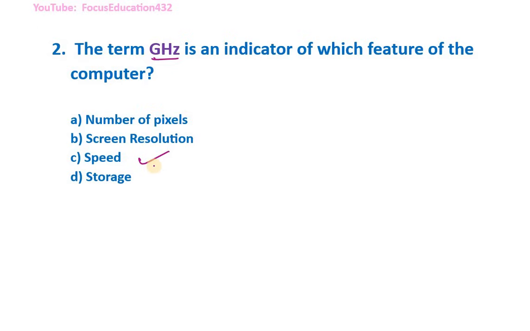Speed is measured in terms of gigahertz in computers. When you see a CPU, it is given as, for example, 2 gigahertz, 2.4 gigahertz like this. The more the gigahertz value, the more the speed of the processor or computer. So when you are purchasing a computer, you have to look into this feature. Now, the third question.